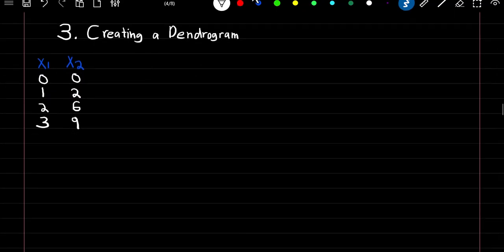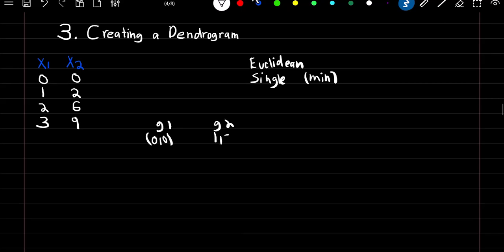So now we're going to create a dendrogram from scratch, and we're going to use Euclidean distance as our similarity measure again, and we're going to use our single linkage function, which is going to be the minimum value. So each of the observations is going to start out in its own group. For group 1, we're just going to have observation 1, or 0, 0. For group 2, we're going to have the second observation, or 1, 2. For group 3, we'll have observation 2, 6. And finally, for group 4, we'll have observation 3, 9.